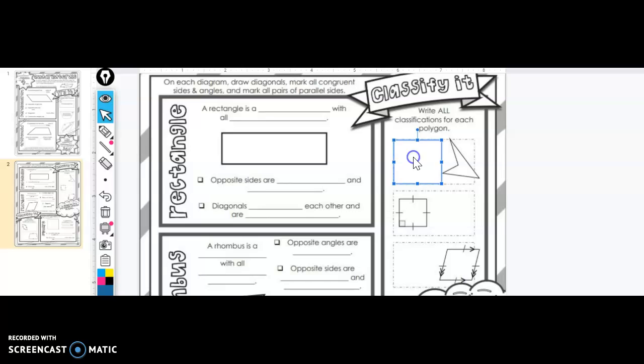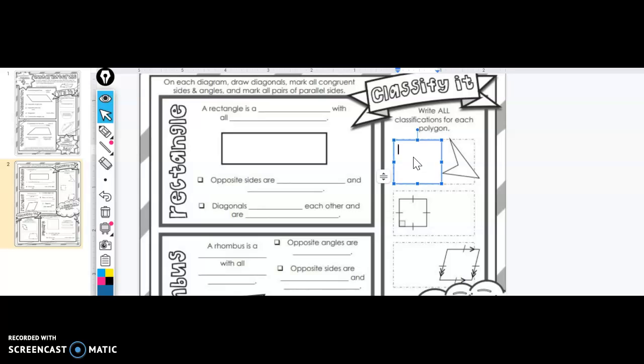classifications for each polygon. So what that means is we are going to look at what's marked, and we're going to decide if it's a quadrilateral, if it's a parallelogram, if it's a rectangle, if it's a rhombus, if it's a square. It could be one of those, it could be two or three of those, it could be all of them. Okay, but we're going to identify it.